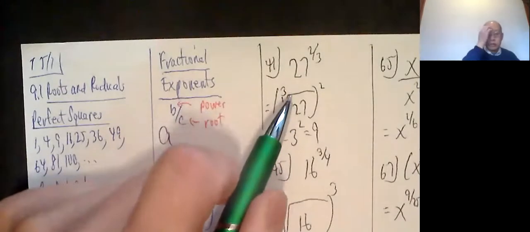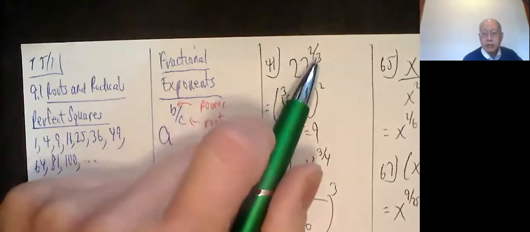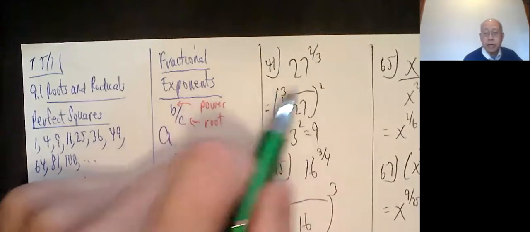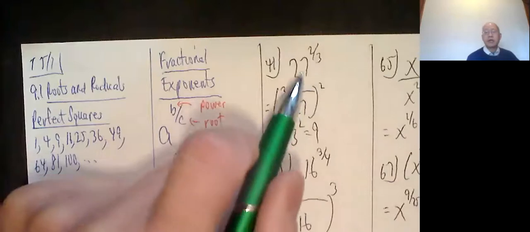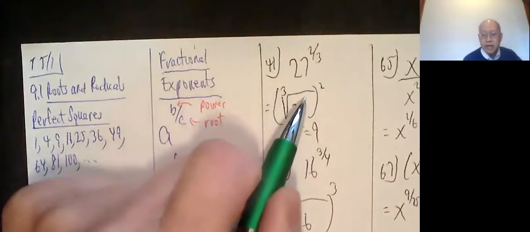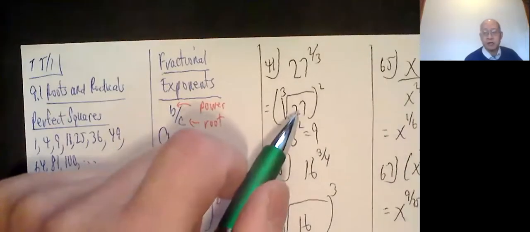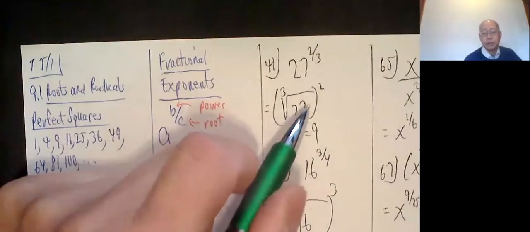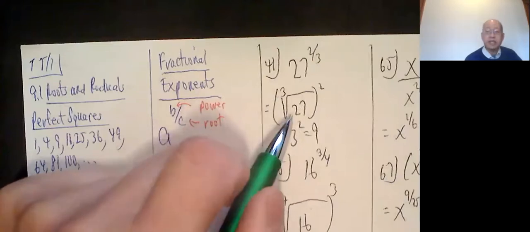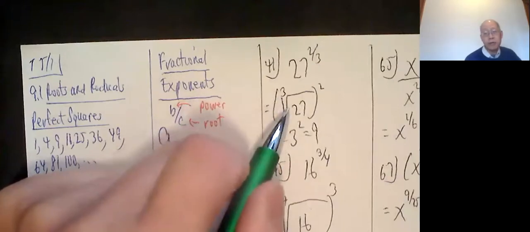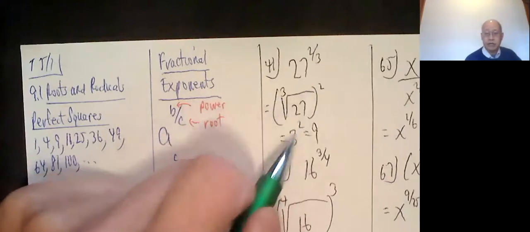27 to the 2/3. Okay, so this is the power, this is the root. So I'm going to take the cube root and then square it. Now you say, can I square first? Yes, but 27 squared, what's 27 squared? That's a lot harder. You need to use a calculator, but you probably wouldn't be able to do it in your head. But I can do the cube root of 27 first, which is nicer. Cube root of 27 is 3, and then 3 squared is equal to 9.